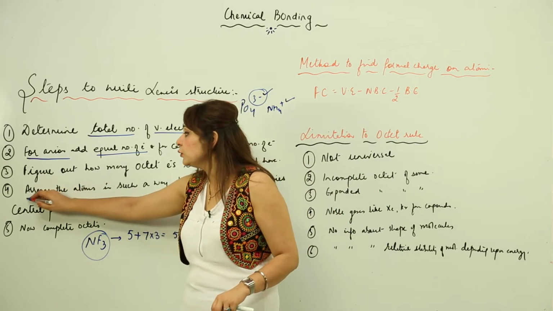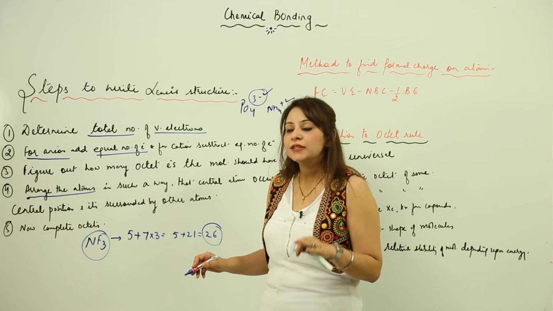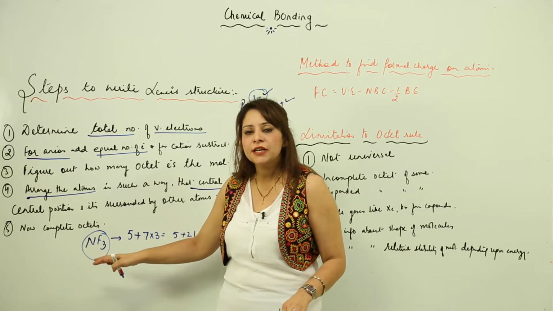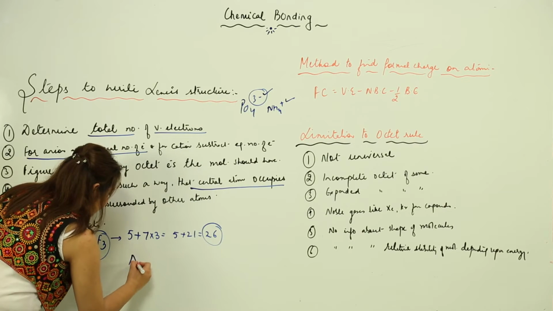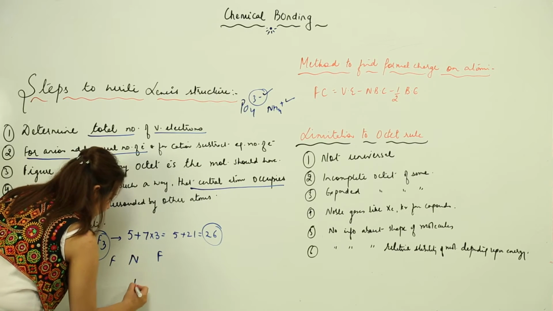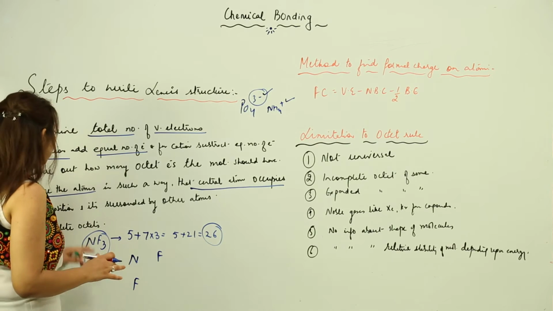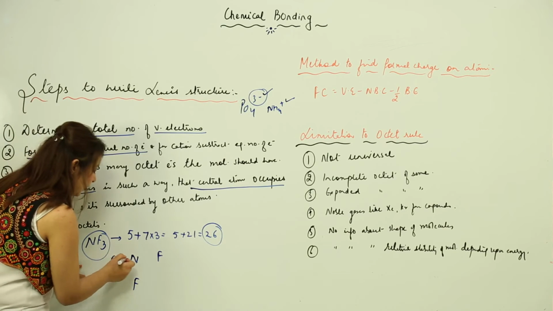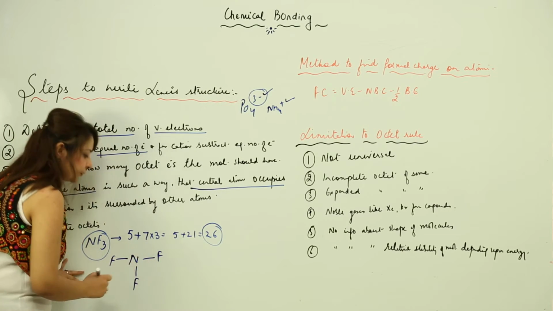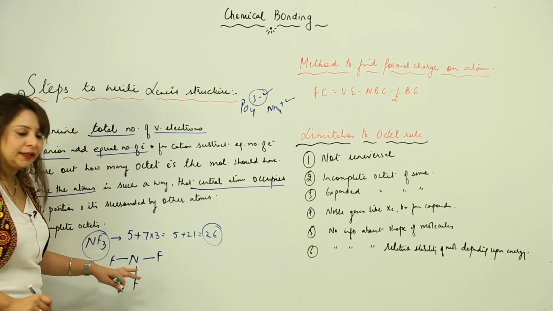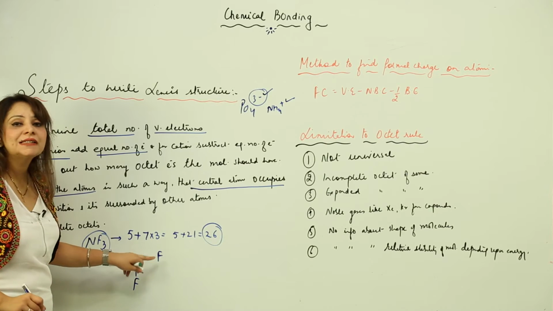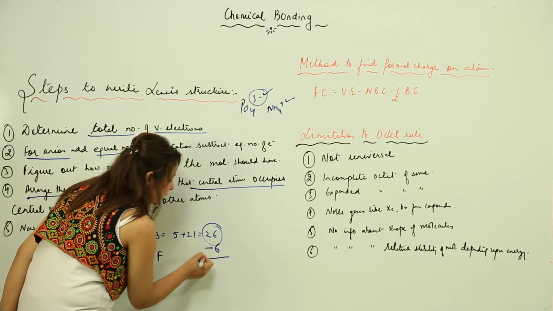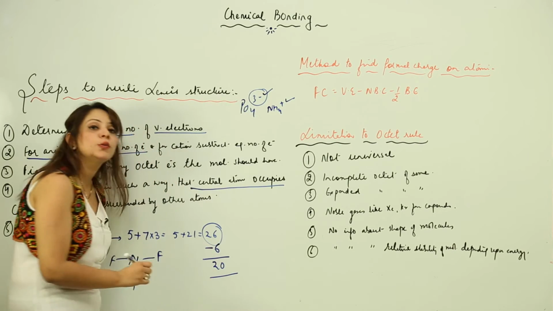Next, we need to arrange the atoms in such a way that the central atom occupies the central position. In this, which is the central atom? Obviously, it is N, and it is surrounded by the surrounding atoms. Then we know that the minimum shared pair will be 1, so we just join them with single bonds. How many electrons have we taken out? 2, 4 and 6. So 6 is the minimum number of electrons participating in bond formation. I will subtract 6 electrons out of the total electrons, so I am left with 20 electrons.